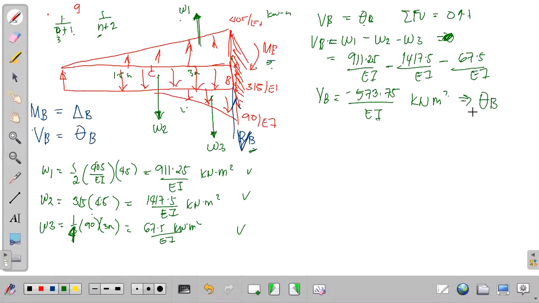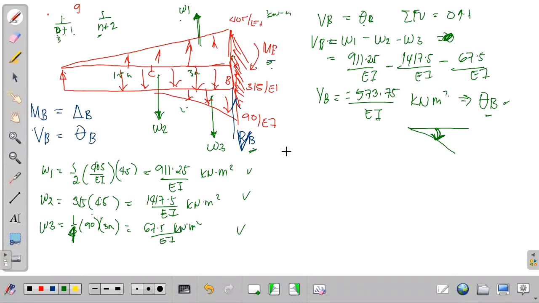That is one of what we are looking for. Okay? So negative means, what is the direction for slope? Negative means our slope is clockwise. For slope, the direction is clockwise or counterclockwise. For shear, it is positive or negative, and for moment, it is upward or downward. Okay? So for negative, our direction for theta B is clockwise, since we said our positive is counterclockwise. Okay? This is for the rotation at B.